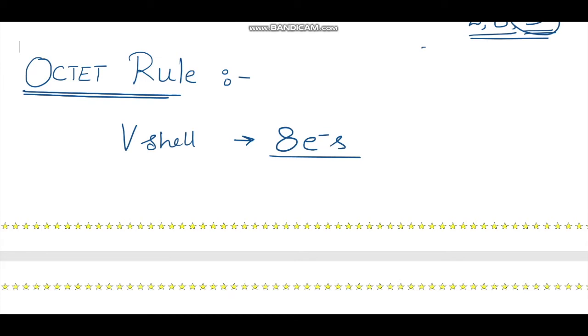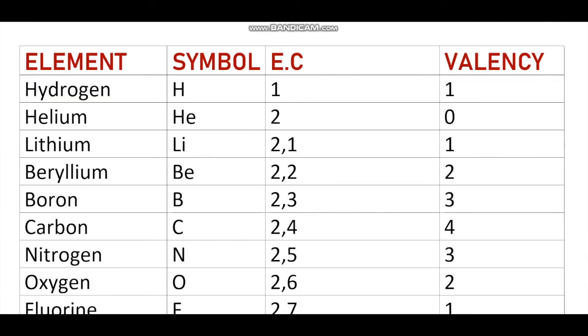Very good. Let's get started and take a look at the elements from 1 to 20 and their general electronic configuration, and learn how to calculate the valency. Here you can see atomic number 1 is hydrogen. The symbol of hydrogen is H. As you know, Z equals 1. So there is only 1 electron in the first shell.